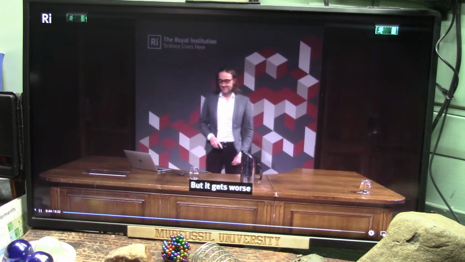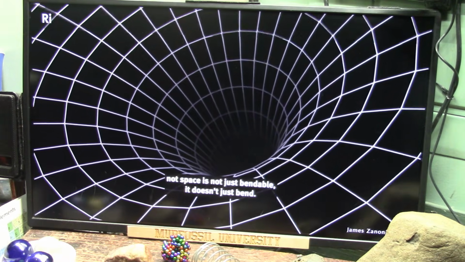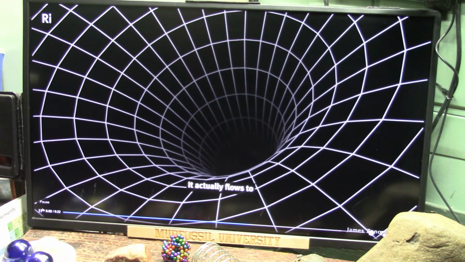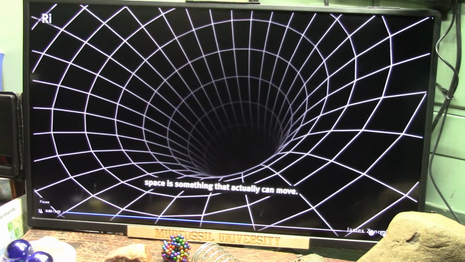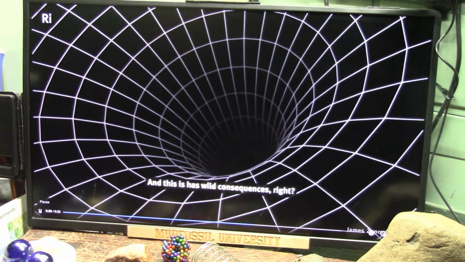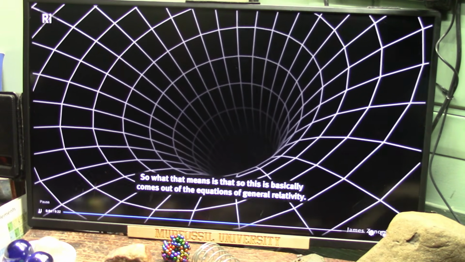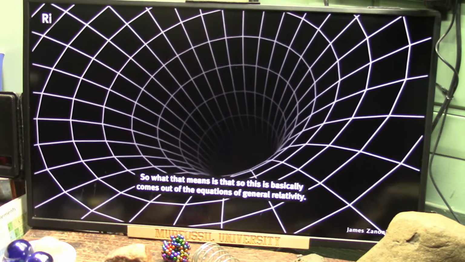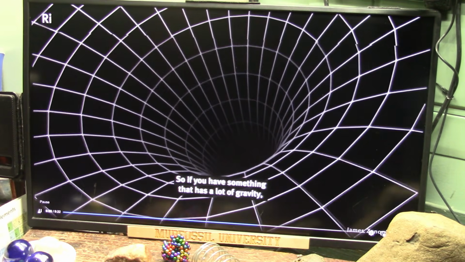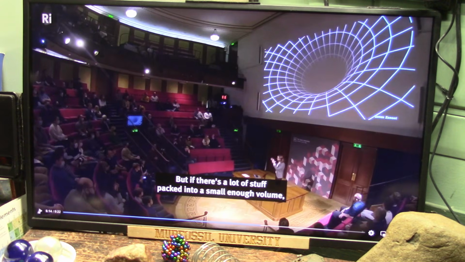But it gets worse. Because it turns out that space is not just bendable. It doesn't just bend. It actually flows, too. Space is something that actually can move. Parts of space can actually move compared to other parts of space. And this has wild consequences, right? This basically comes out of the equations of general relativity. If you have something that has a lot of gravity, you can actually have space that's bending. It creates a kind of sinkhole in space itself. But I've got to be honest with you, this is kind of crazy.